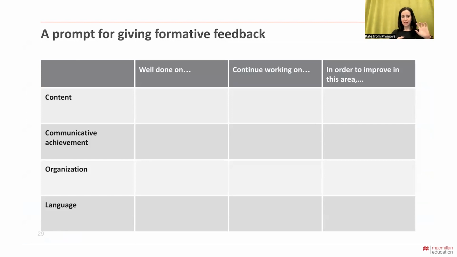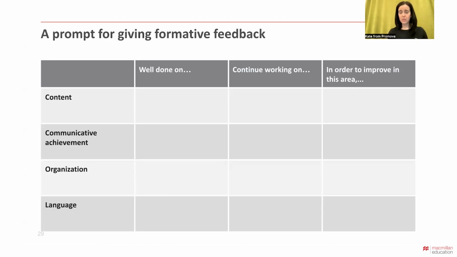So if we take one of the criteria, let's take communicative achievement, and that's whether the writer has followed the conventions for this type of writing or this register, and whether it has a positive effect on the reader. We would need to do three things. First, like I said before, we need to praise the students for something they have done well. So we could say that they have followed the conventions for formal register, conventions for an essay, they included full forms rather than contractions, and so on. Remember, it's very important to give examples.